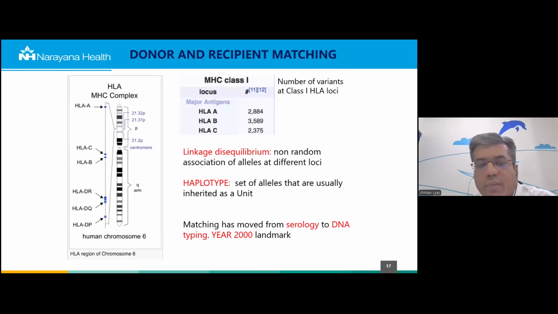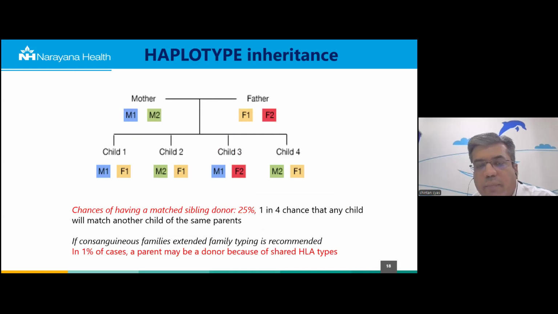And then there is DQ, DP, and DR. So when we see the HLA report, we see that these are the six components of the HLA report: A, B, C, and DP, DQ, DR. Now, all the families will have either one child or siblings, right?